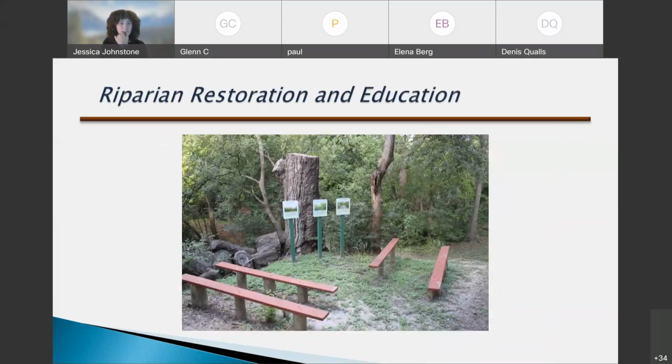We often fund riparian restoration and education. It's, again, another side-by-side, multiple goals achieved in one project, the restoration and the education.